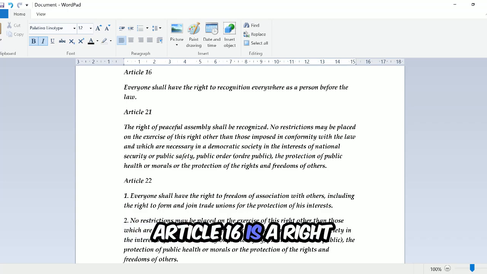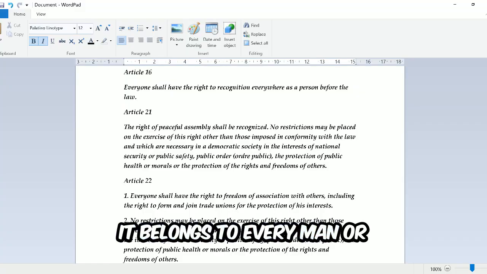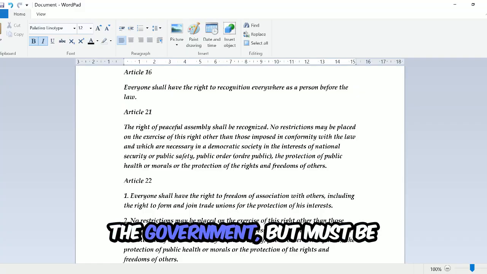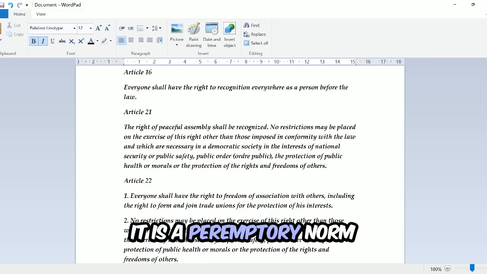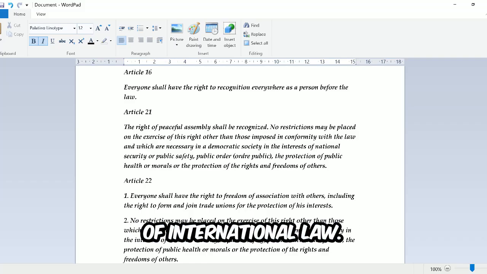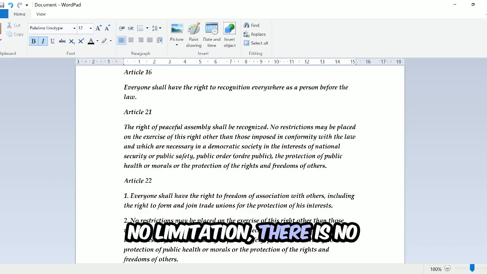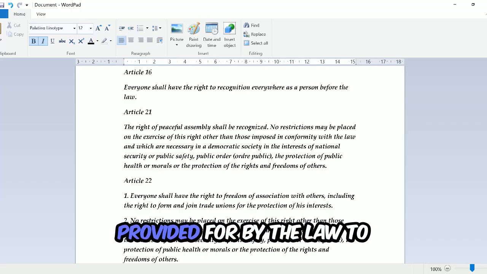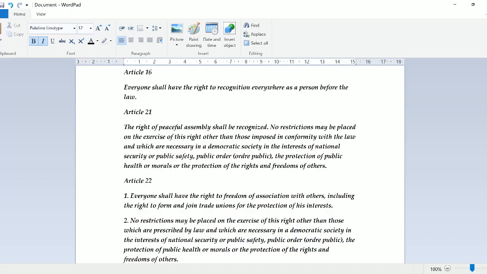Article 16 is a right to which no derogation can be applied. Why? Well, because it's an absolute right. It's a natural right. It's an inalienable right. It belongs to every man or woman, not given to us by the government, but must be respected by the government. It is a peremptory norm of international law. That is why, in the covenant itself, there is no limitation. There is no abridgment that is provided for by the law to restrict this right, to remove this right.